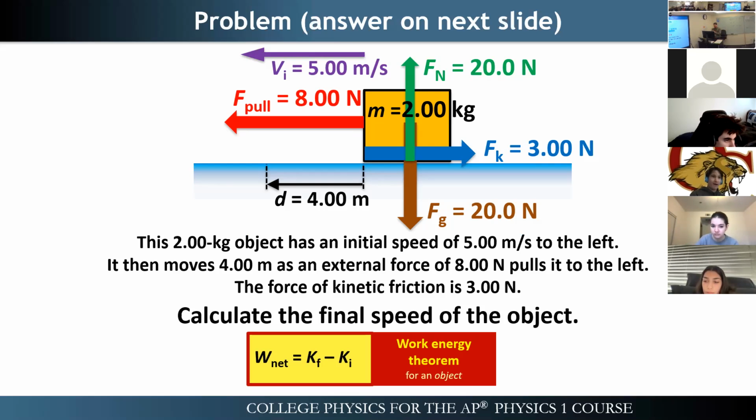It has an initial speed of 5 meters per second to the left. So up top there, in purple, initial velocity 5 meters per second to the left. It then moves 4 meters as an external force of 8 newtons pulls it to the left. You can see the 4 meter displacement there in black. You can see the 8 Newton force there in red. The force of kinetic friction is 3 newtons. So you can see the friction force going the other way, resisting its motion. Calculate the final speed of the object. Hint, use the work energy theorem. So I'm going to give you a minute or two to see if you can process this on your own, and then we'll check it out.